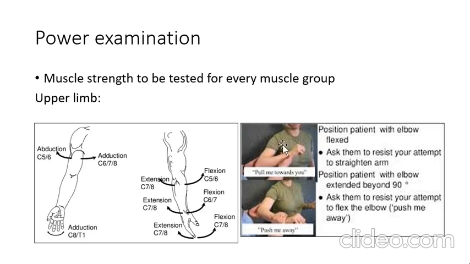Now power examination. Power is nothing but muscle strength. How can we assess power? Muscle strength can be tested for every muscle group, but the subject has to perform an activity of the muscle and apply force against resistance. For example, the subject is asked to flex the elbow to assess the power of the flexors, and we oppose the movement.